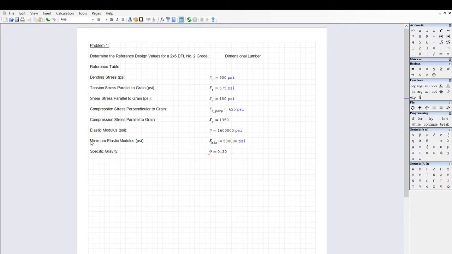Let's think about what these values actually represent. As we discussed previously, these already have your factors of safety for ASD procedures baked into them. So, for example, for number 2 Douglas fir larch, when it says bending stress is 900, that does not mean that if I were to buy 100 different 2x6s of number 2 grade DFL and actually test their bending strength at failure or the elastic limit, I would find that the average is 900 psi.